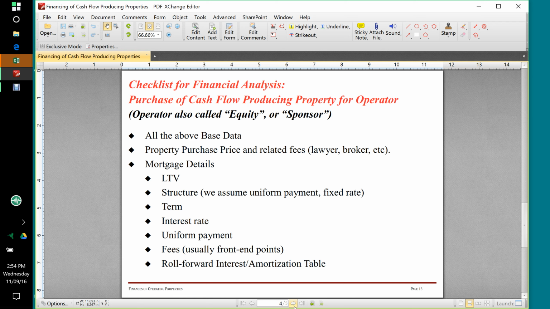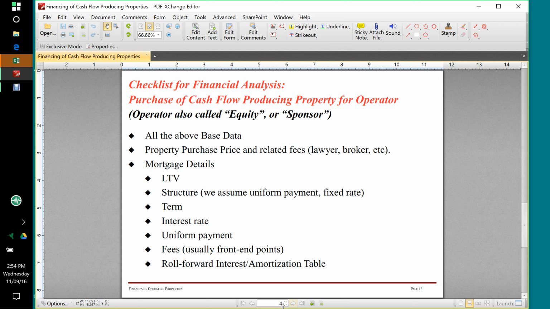We looked at lawyers' fees. There could also be brokers' fees, etc. And then, as I said in class, actually, the lender really always drives everything. So we're going to have to know about the mortgage details that we can get for this property. What's the loan to value our mortgage lender is going to assign to us? We need to know the structure of the mortgage. We're assuming in this class uniform payment fixed rate mortgages. The term, the example we used in class had a 30-year term.